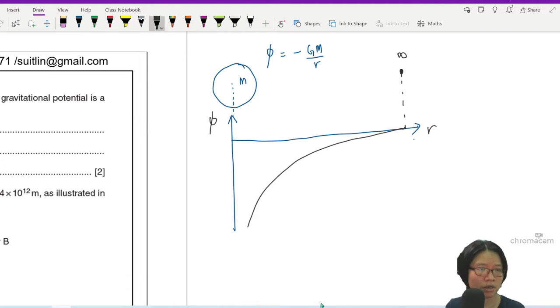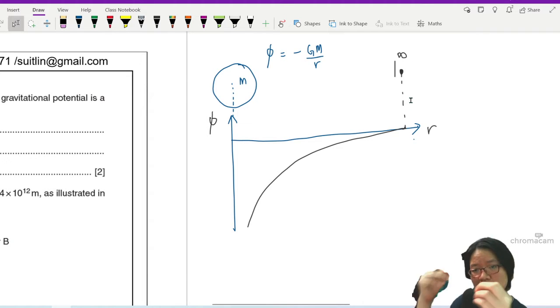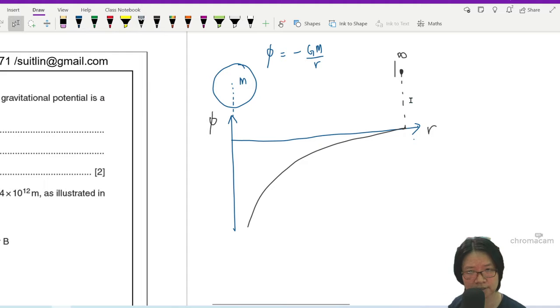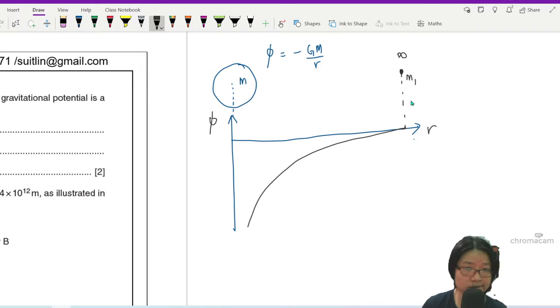Okay, so there will be more details about this in the lecture videos. But let's say you have a mass here at infinity. At infinity, right, the field does not touch the mass. That means the mass is just chilling, bro. I'm chilling. So I say this is M1. M1 is just chilling there, minding his own business.